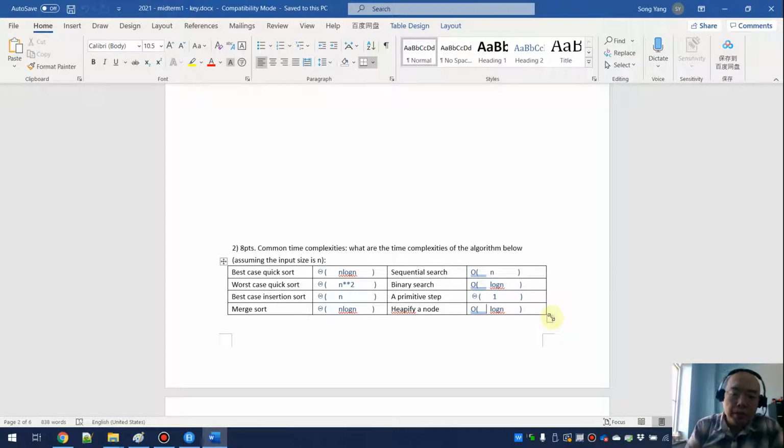So this is the reason we say that for the heapify this is a O log n, because if we are super unlucky, the cost will be a log n. But of course, if we are lucky, it could be better than log n. For example, it could be a constant time.